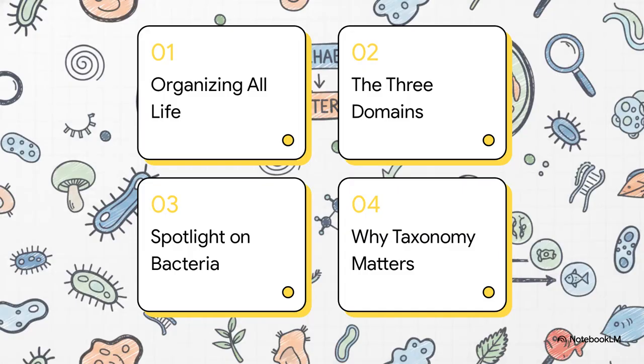All right, here's our game plan. First, we'll look at the big system for organizing all life. Then, we'll check out the three fundamental domains that hold everything. After that, we'll put bacteria under the microscope. And finally, we'll see why any of this actually matters in the real world.